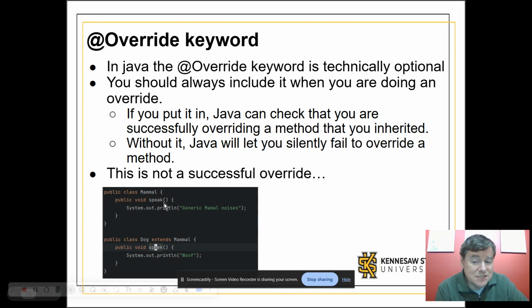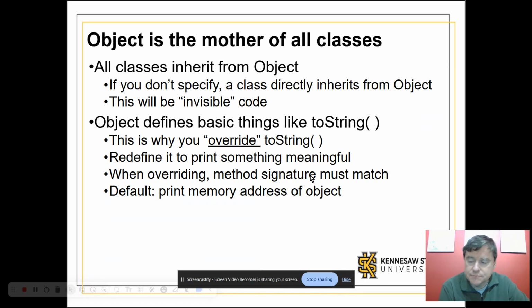So now there's a speak method and there's a spake method, whatever that is, in Mammal. Both of those methods are here. One did not override the other because you didn't successfully override. So be careful of that. Always use the @Override. It allows you to check.